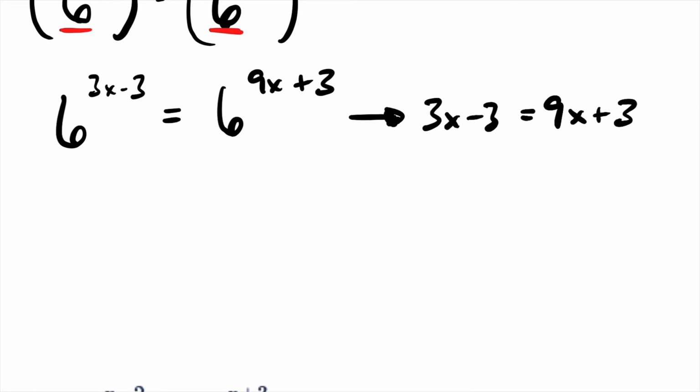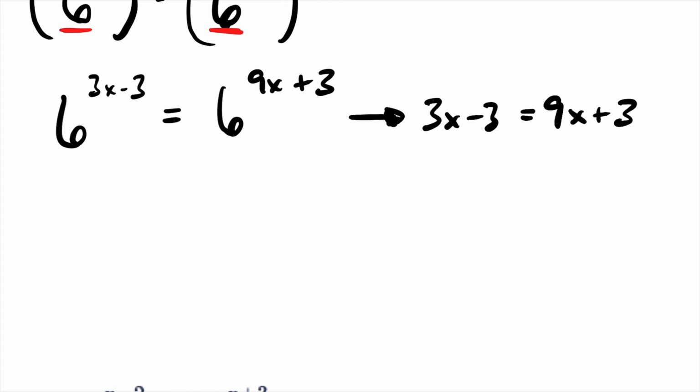Now the 6's, what happens to the 6's? They're still there, but they're already equal. So I don't need to set them equal to each other. The 6 and the 6, I already know they're equal. I already did that. So I'm just focused on the exponents right now. So set them equal to each other. Okay, so 3x minus 3 equals 9x plus 3.